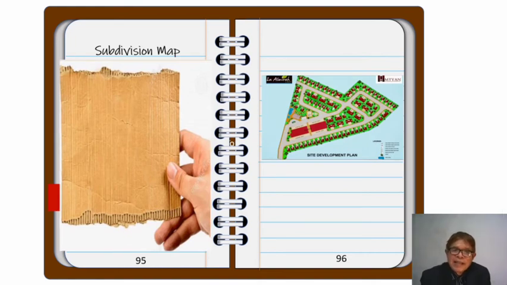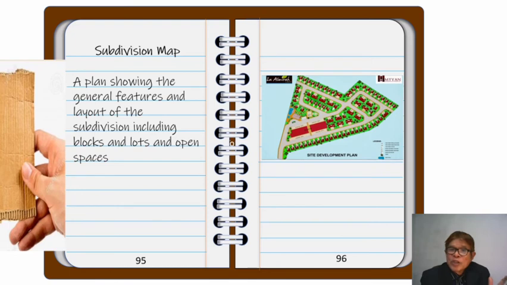Subdivision map. A subdivision map is a plan showing the general features and layout of the subdivision, including blocks and lots and open spaces. Every subdivision map should have the phase number, block number, lot number, and lot area written in the map. You must familiarize yourself with the subdivision map as you will have to orient your buyer on all the features of the lot and its exact location and area within the subdivision.